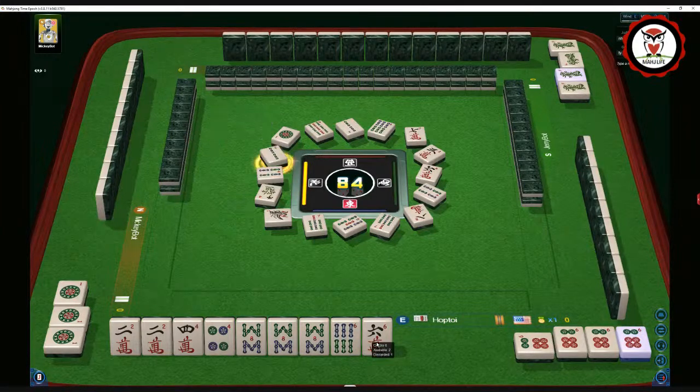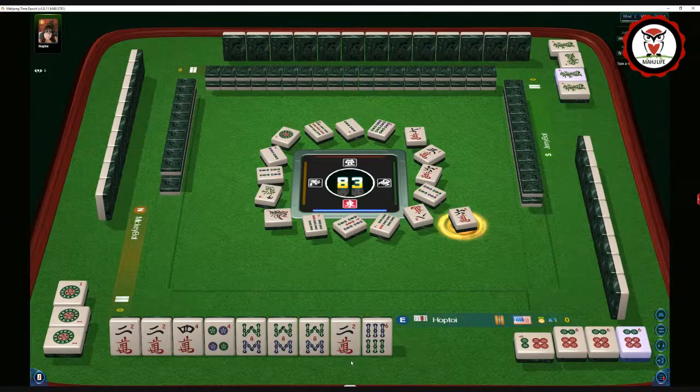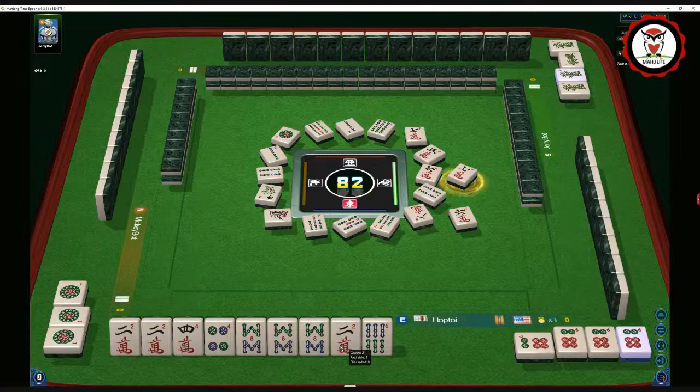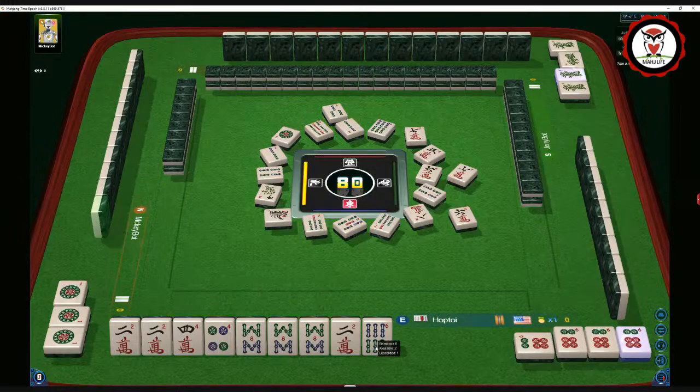2 bamboos. Okay, we need 2 crack pong, but with the 6 crack or 6 dot Kong. We have 2, 4, 6, 8, 7 characters, bamboos. We're pretty well committed with that 4th hand down. 7 bamboos.